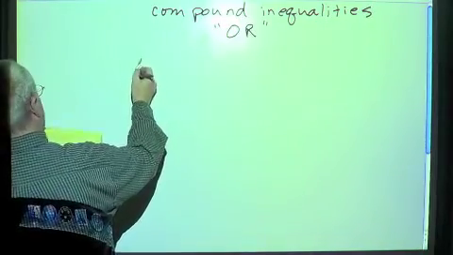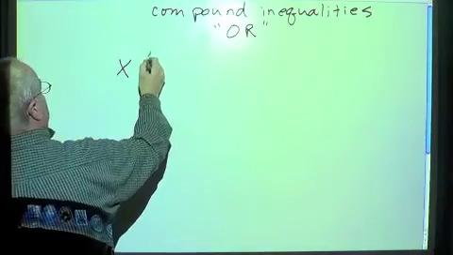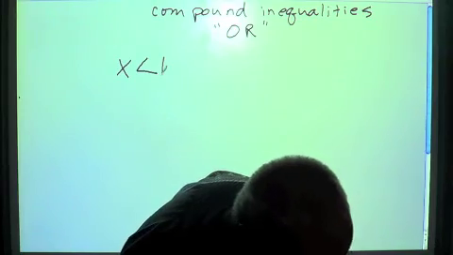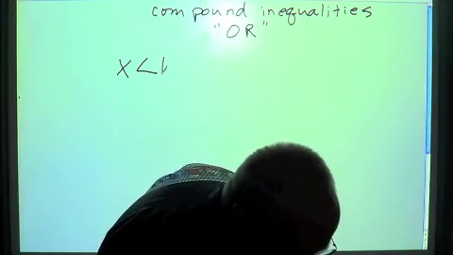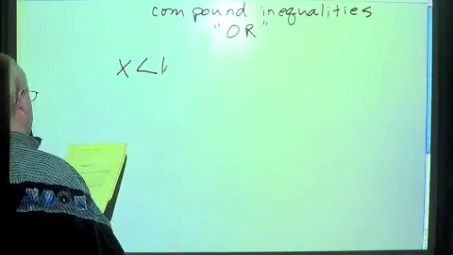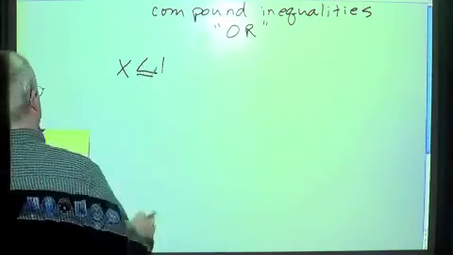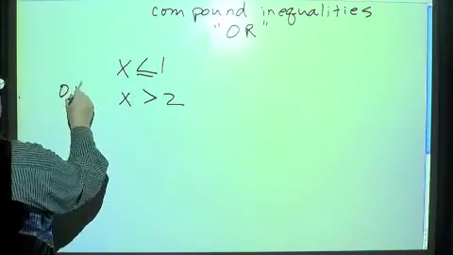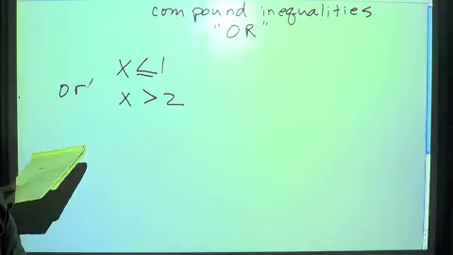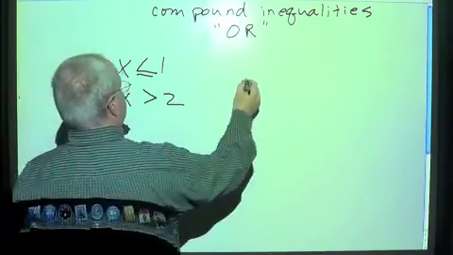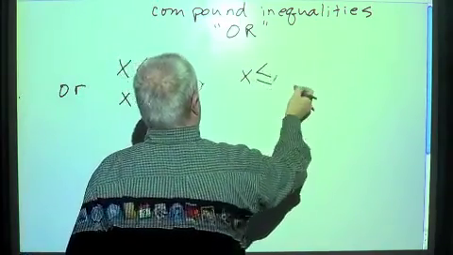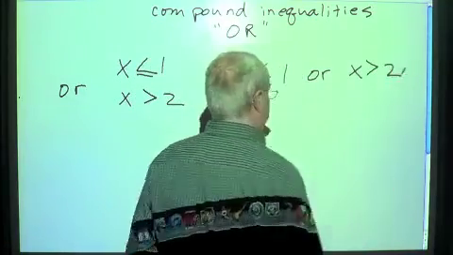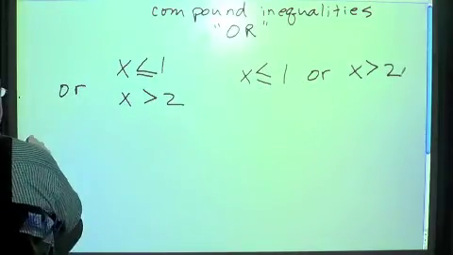Set up a little example. X less than or equal to 1. Let's put that. X greater than 2. We want to put an or between them. So, how would you say it? You would say X is less than or equal to 1, or X is greater than 2. Okay? Well, how would you graph it?